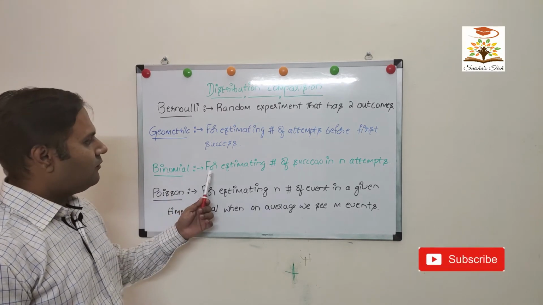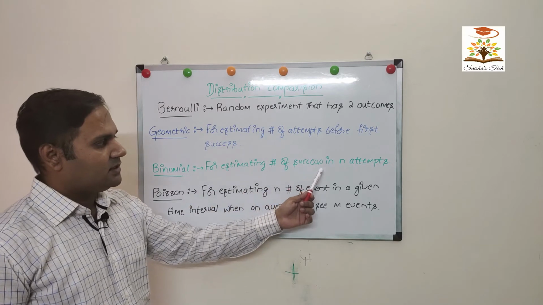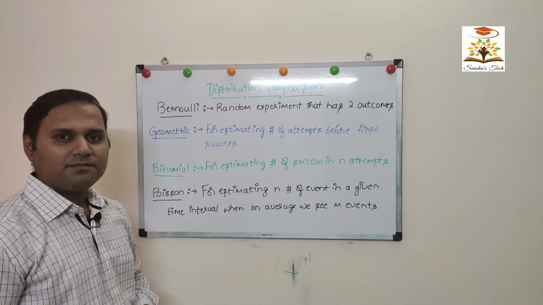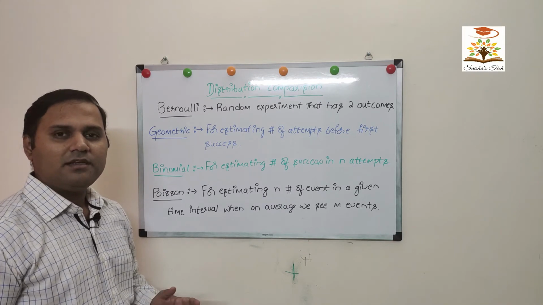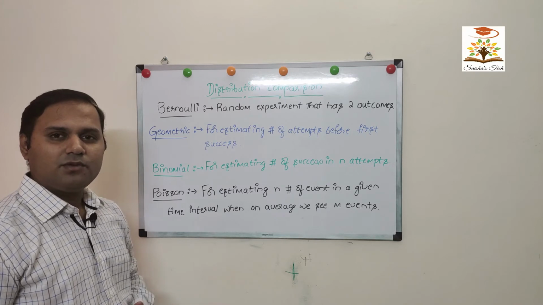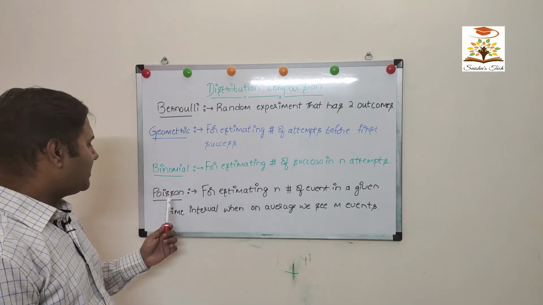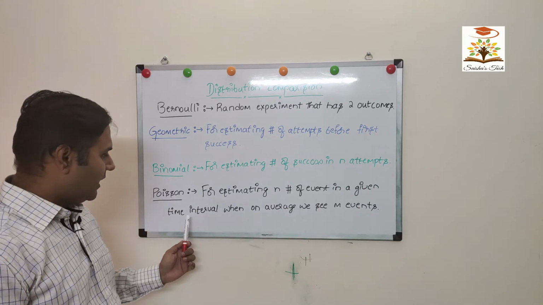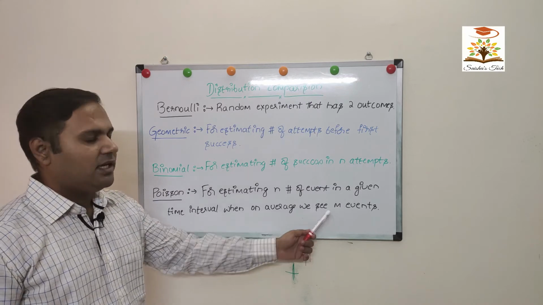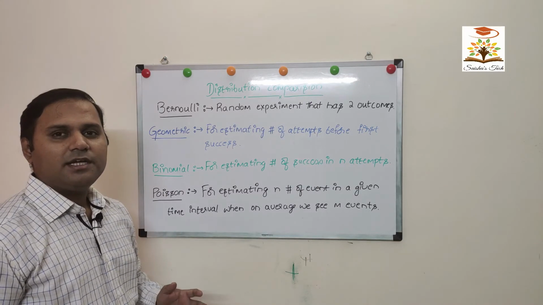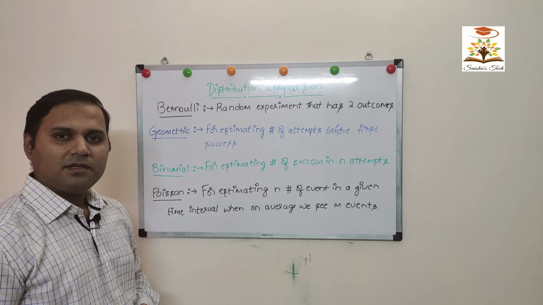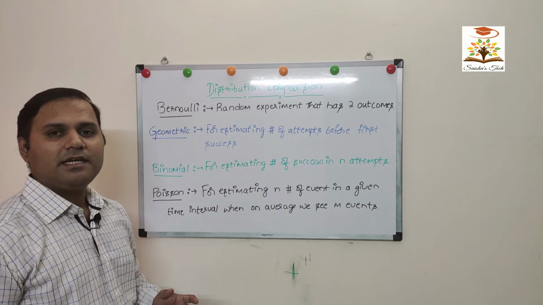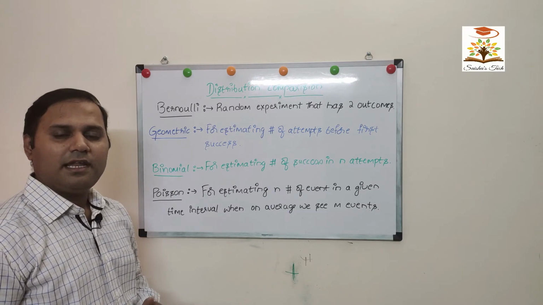Binomial distribution, for estimating the number of successes in n attempts. For example, if I am a goalkeeper, I have 10 attempts, then how many goals I will be able to stop. Poisson's distribution, for estimating n number of events in a given time interval when on average we see m events. For example, if 10 buses pass through the bus stop in 1 hour of interval of time, then what is the probability in the next 1 hour we will get 11 buses.